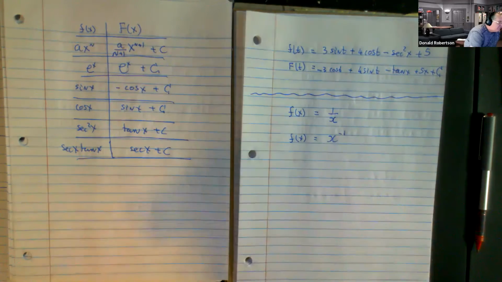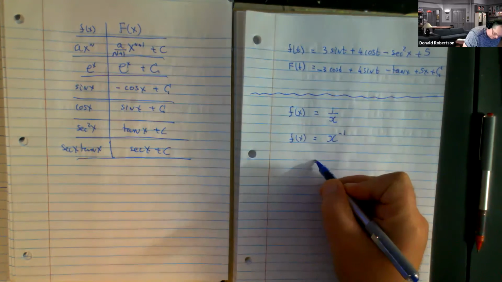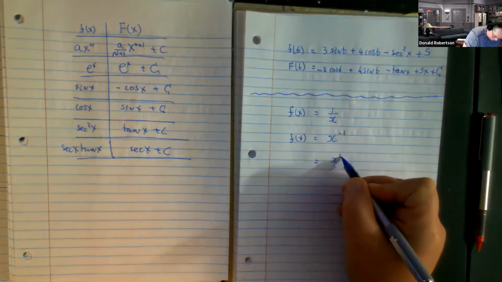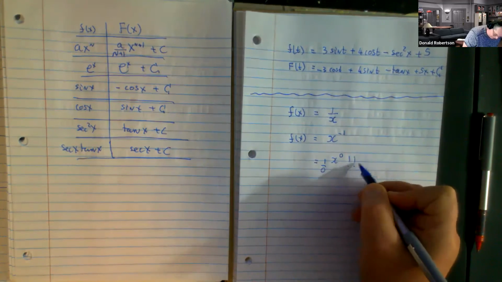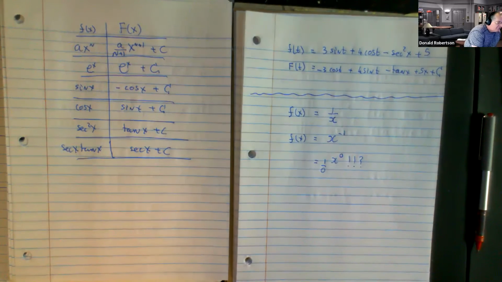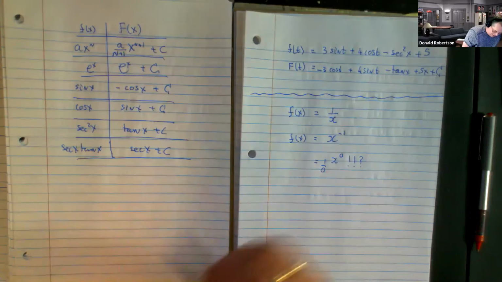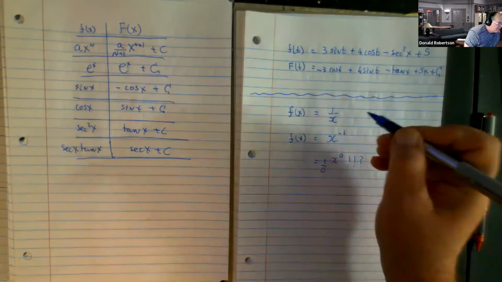Now, shouldn't I be able to use the power rule? Well, what does the power rule say? You add 1 to the power, and then you divide by the new power. You see we're in trouble. This guy is a special case.